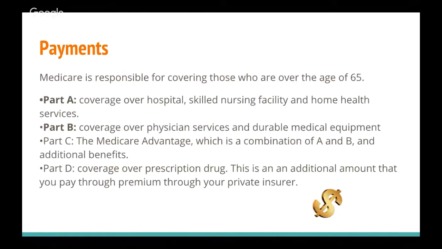So for payments for that kind of care, it's Medicare, and it's responsible for covering those over the age of 65. And there's Part A, Part B, Part C, and Part D. Medicare will cover certain types of care. Part A covers the hospital, skilled nursing facilities, and home health services. Part B is over physician services and durable medical equipment. Part C, Medicare Advantage, is a combination of A and B, and it also has some additional benefits. Part D is coverage over prescription drugs, and there's an additional amount that you pay through the premium through your private insurer.